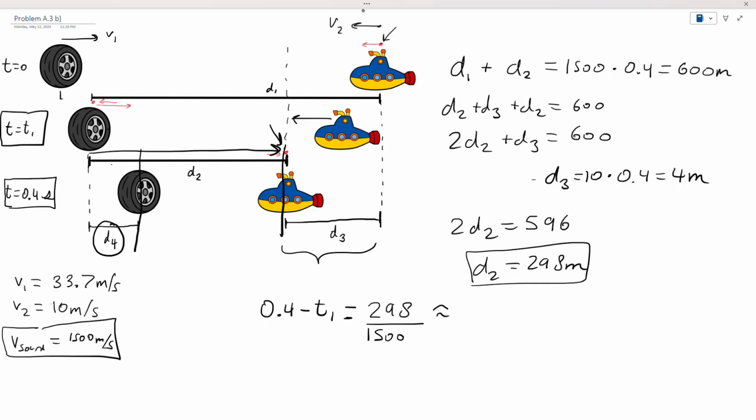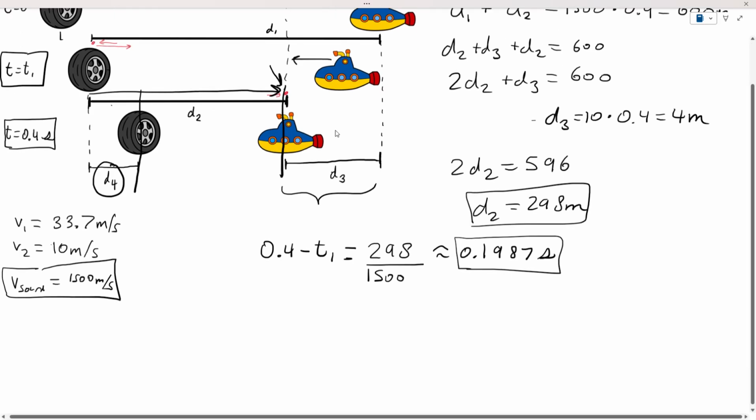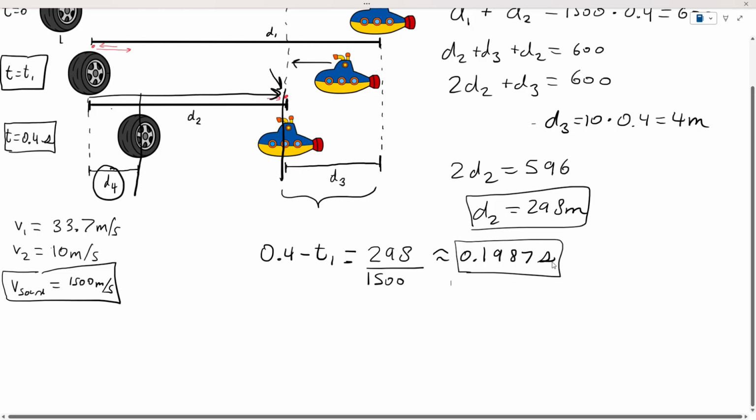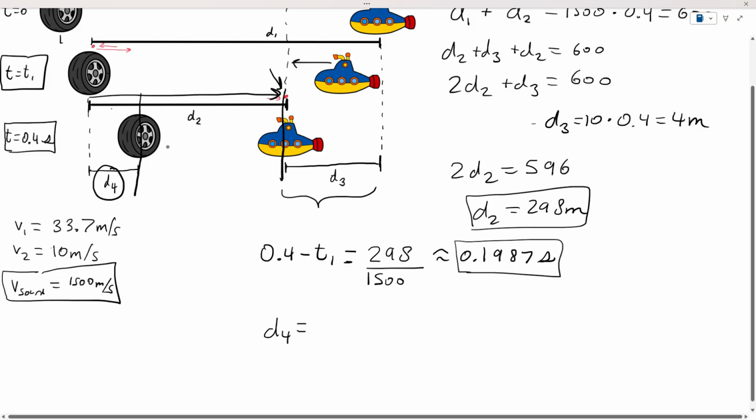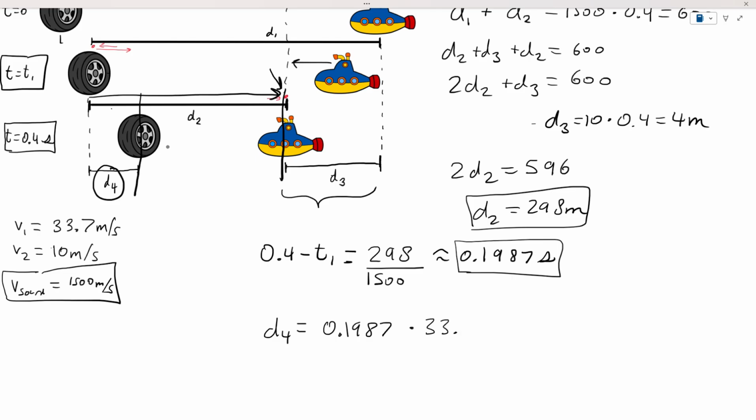And so we get that it took 0.1987 seconds for the wave to travel this distance d2. That means that t1 is 0.4 minus this time here. Now what we're going to look for is, in that time interval, 0.1987 seconds, what was the distance traveled by the wheel? We have the speed of the wheel, so we can do that. So d4 is going to be the time interval times the speed of the wheel, which is 33.7 meters per second. And so we get that d4 is approximately 6.695 meters.